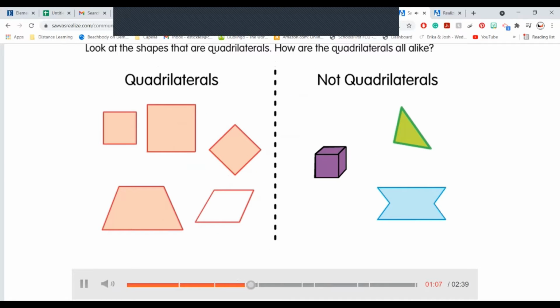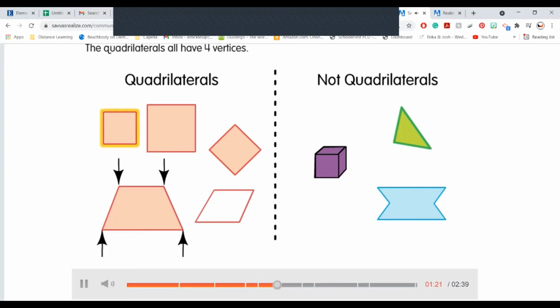Look at the shapes that are quadrilaterals. How are the quadrilaterals all alike? They have those four sides. The quadrilaterals all have four sides. The quadrilaterals all have four vertices. The quadrilaterals all have four angles.